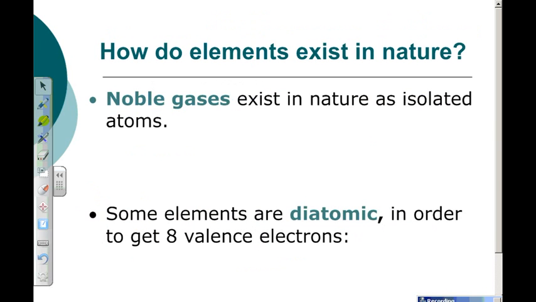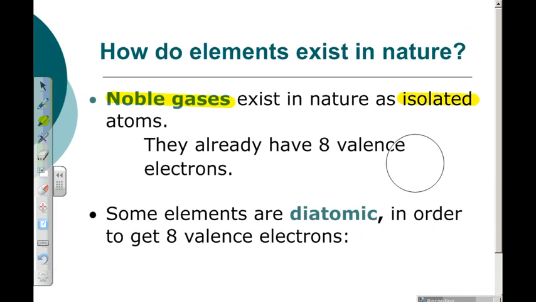Some elements don't form ions, and that's because they're already stable on their own. For example, we know noble gases exist as isolated atoms in nature. Isolated means by themselves, alone. The noble gases, hopefully you remember, are found on the far right-hand edge of the periodic table, and they're stable because they already have 8 valence electrons. They have a full octet.